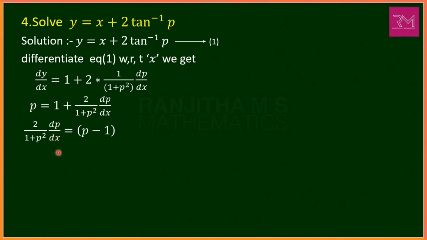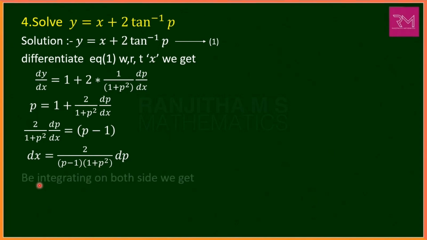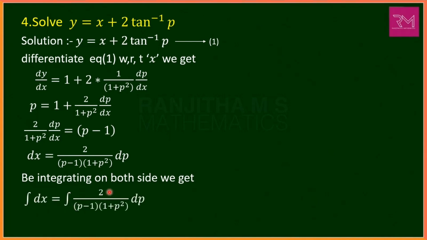Here take this dx to the right hand side and p minus 1 goes to the left hand side, we get dx equal to 2 divided by (p minus 1) into (1 plus p square) into dp. Next step, by integrating on both sides, we get integration of dx equal to integration of 2 divided by (p minus 1) into (1 plus p square) into dp.